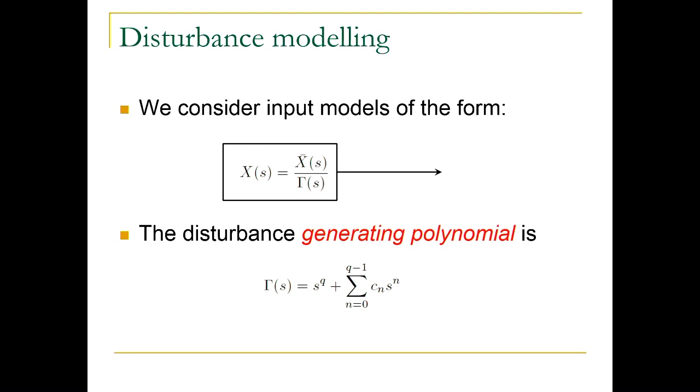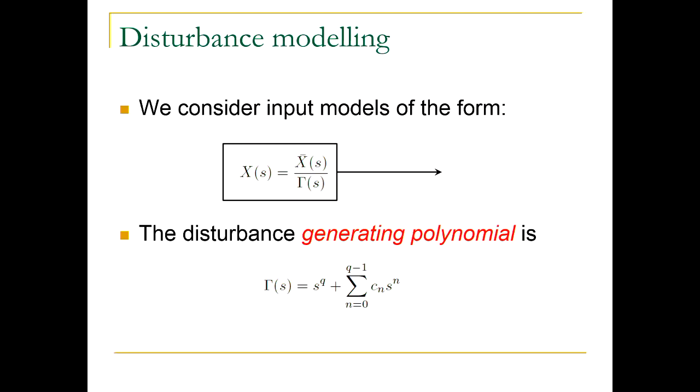For a ramp, what was it? s squared. For sines and cosines, what was it? s squared plus omega squared, where omega is the frequency of the periodic signal we want to generate. You can generate these generating polynomials by products of, let's say, s times s squared plus omega squared. That would generate, for different initializations, both step signals and sinusoids of frequency omega. So you can generate large classes of inputs in this way.